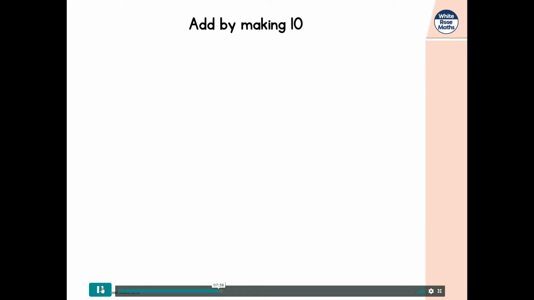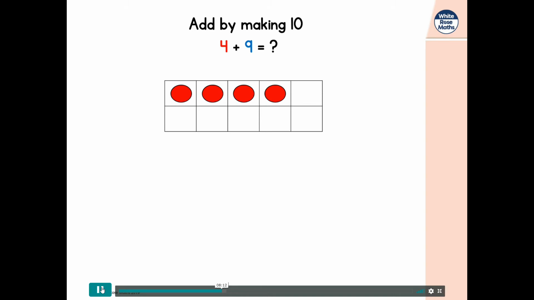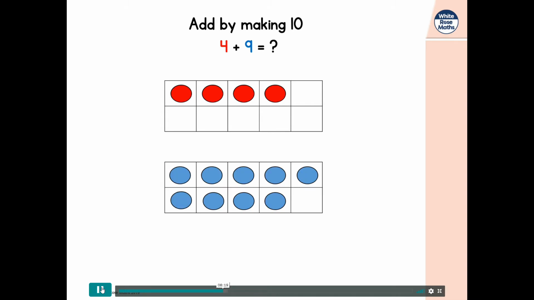Okay, let's keep going. I think this is kind of fun. Add by making 10. And here's our question. 4 plus 9 equals something. Let's build our 4. We've got 4 red counters. And below it, we're going to build 9. 9 blue counters. And remember, we want to be using making 10.